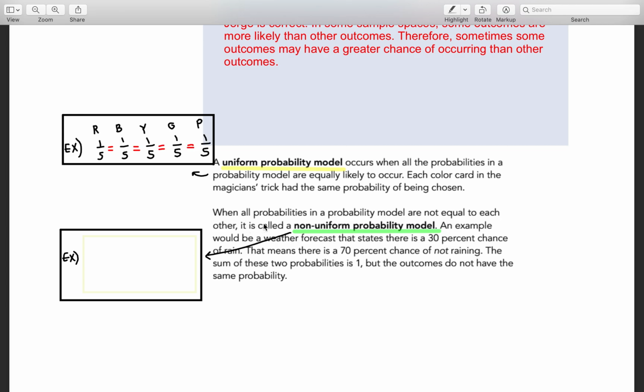When all probabilities in a probability model are not equal to each other, it's called a non-uniform probability model. An example would be a weather forecast that states there is a 30% chance of rain. That means there is a 70% chance of not raining, right? The sum of these probabilities is still 1, but the outcomes do not have the same probability. It's 30 over 100, which is not equal to 70 over 100. So in this case, this would be a non-uniform probability model. The card example would be a uniform probability model because all the probabilities are the same.